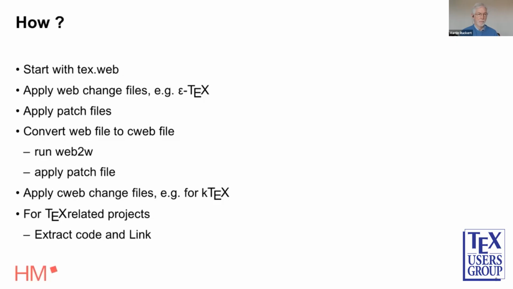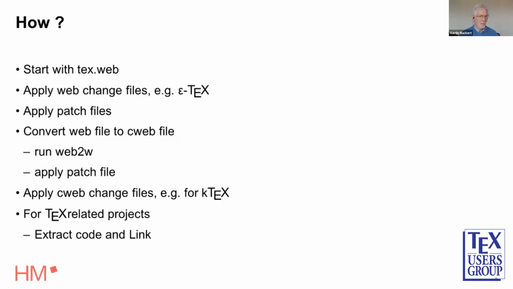Now I turn to the next question. How is something like CTeX or the backend of the HINT viewer actually made? The process starts, of course, with the web sources of TeX. Then you can apply web change files, for example, to get the extended features of TeX. Then you can apply future changes, for example, to enlarge TeX constants, before you start the conversion process to cweb.